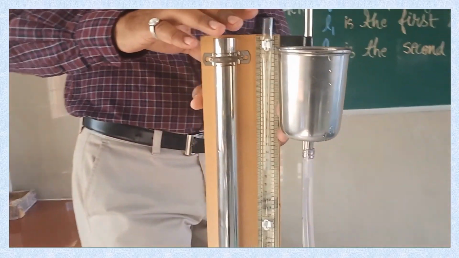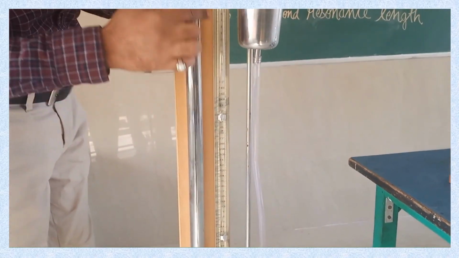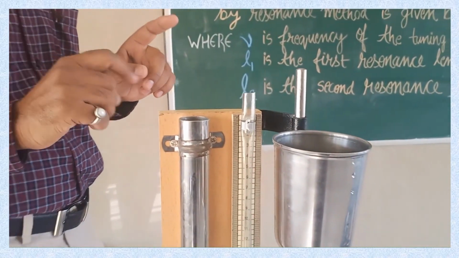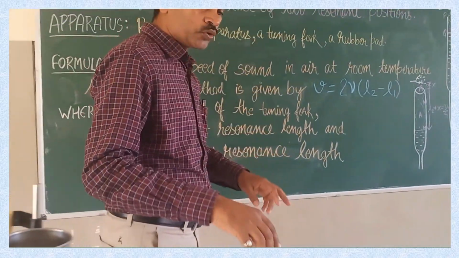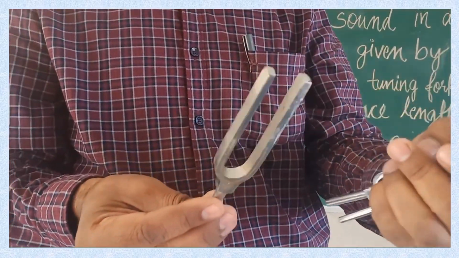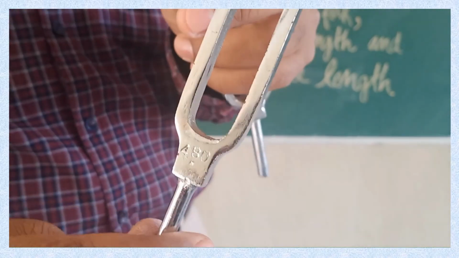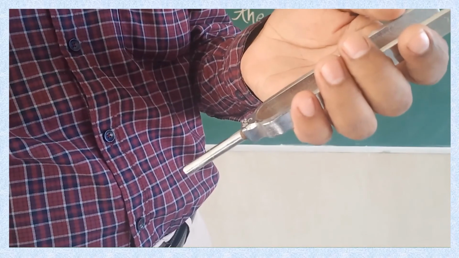This is the resonant apparatus. This is the reservoir. This is the resonance tube, and this is a capillary tube to indicate the water level in the resonance tube. Next, tuning forks. These are the tuning forks. This is frequency 512, this is frequency 480, and this tuning fork has frequency 256 Hz.